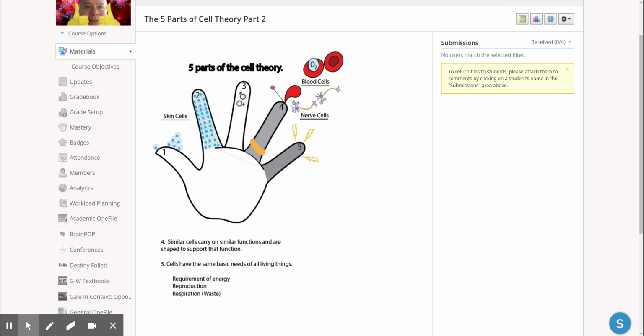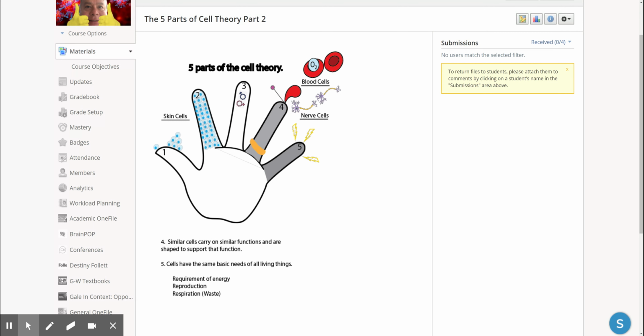Hello, students. We're now in the second part of the 5 parts of the cell theory. Now we're going to talk about the two fingers that are kind of grayed out, finger number 4 and finger number 5. So let's continue our discussion on the 5 parts of the cell theory. What I'd like you to do is, on the next page, page 14, redraw the hand and label it the way you see it here. As soon as the video is done, we're going to talk about it, and you're going to fill out the underlines. All right, let's begin.